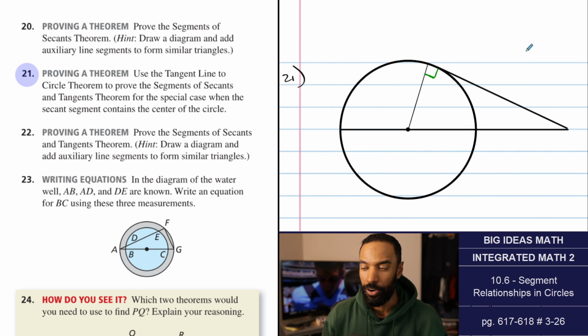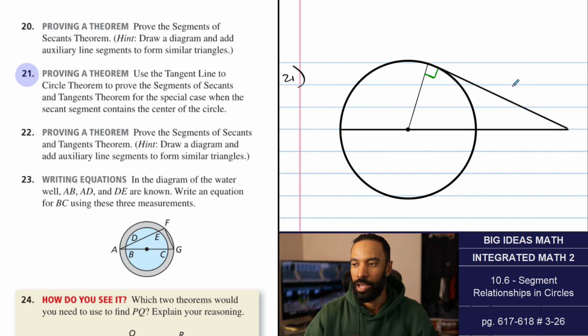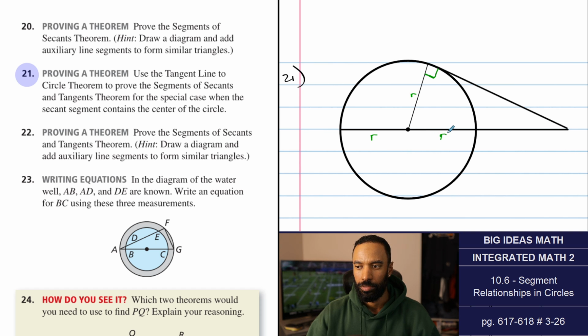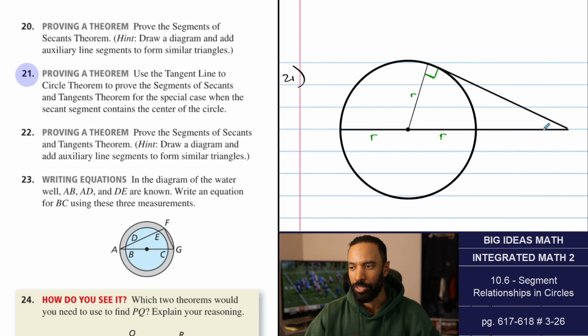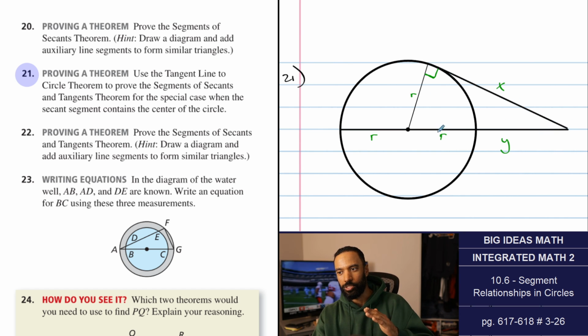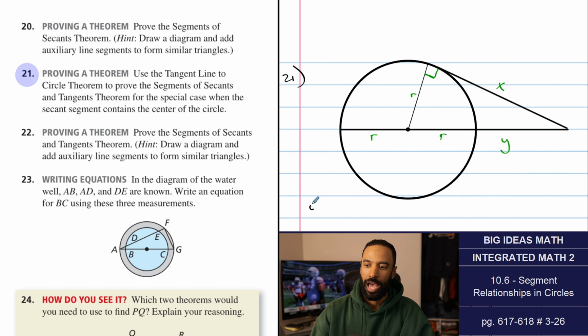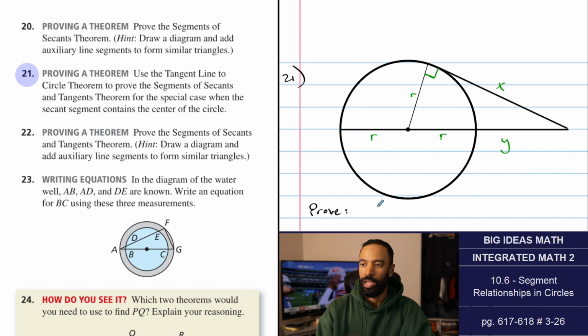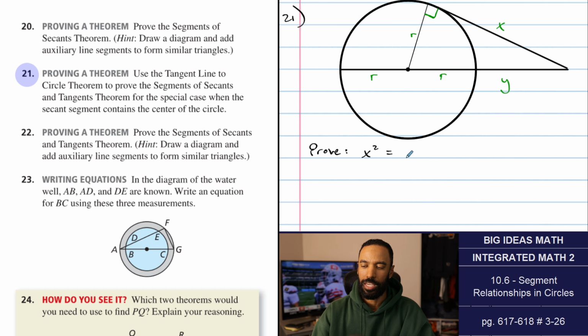So if it's okay, I'm going to use variables. Here's the thing, I can call this a radius, so I'll just call this one R. These are all R's as well then, right? If those are all R's, then I have unknowns here, and these are two different lengths. I'll call them X and Y. I need to say this outside times whole equals outside times whole. I need to prove that X times itself equals Y times Y plus 2R.